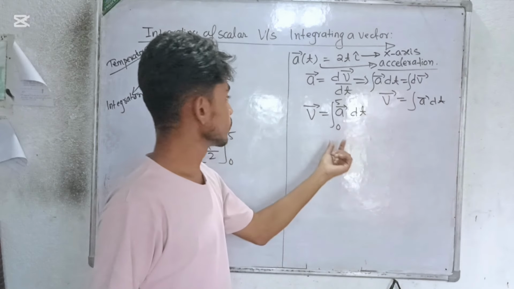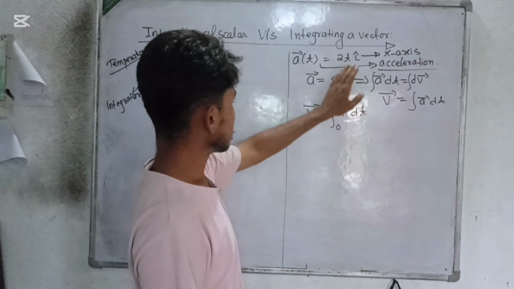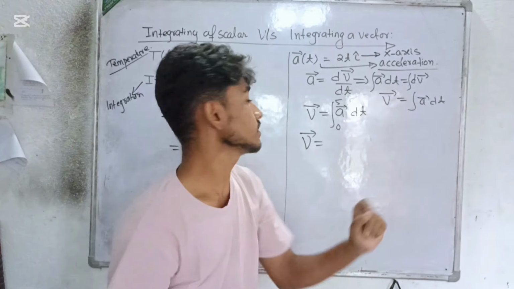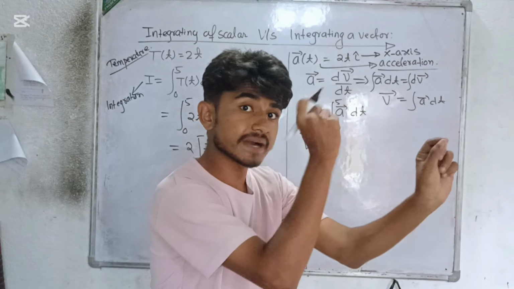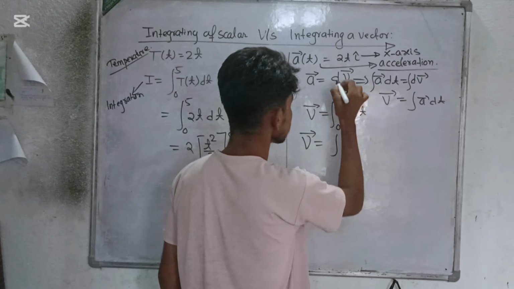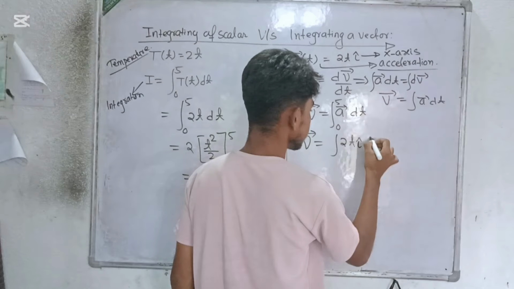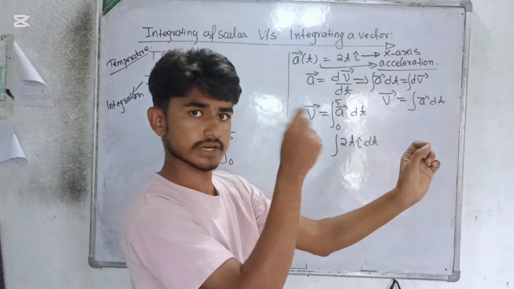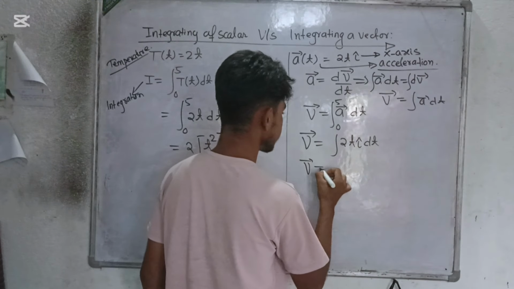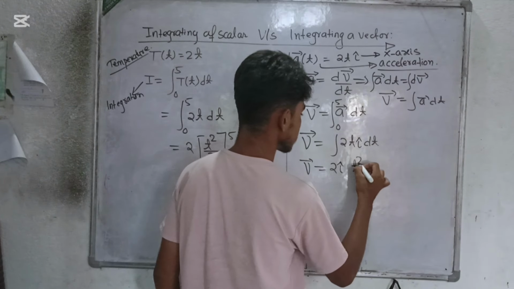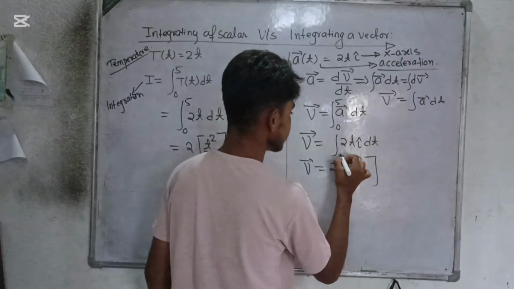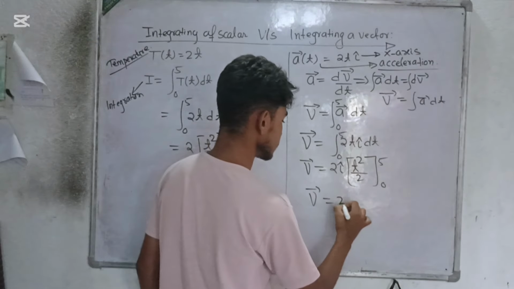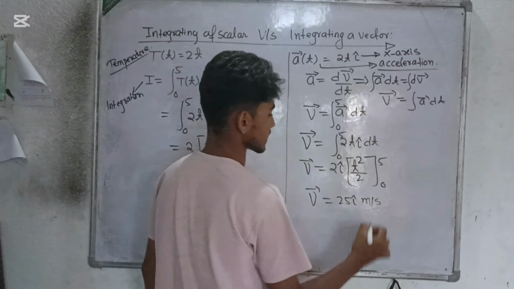Similarly, we look at the time gap 0 to 5 seconds, taking the same example. If you integrate acceleration with respect to time, you end up getting the velocity vector of that particle. So this is the integral of 2t i cap dt, where i cap represents the direction. I think you know some of the basics of vector calculus. So v vector is 2 i cap times t square upon 2, with limits from 0 to 5, and we get the same result, 25 i cap meter per second.